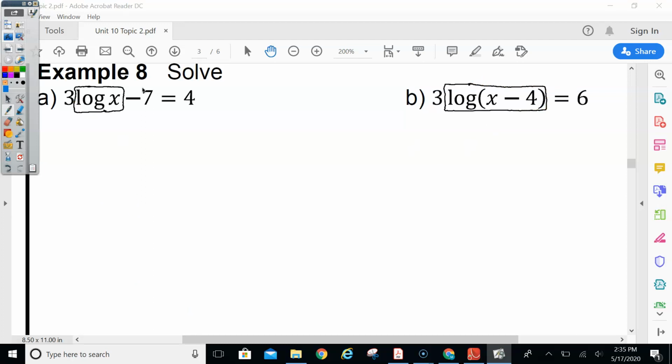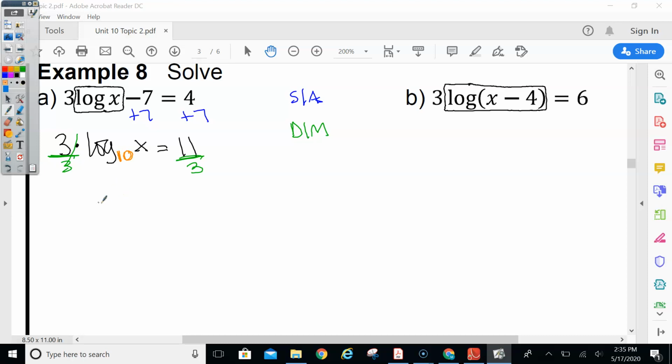Okay, so I have to subtract or add first. So I'm going to add the 7 because it's outside the parentheses. And again, I'm going to separate these 3 times log. If there's no base, you have to remember that the base is 10. So always write the base there if it's not there. And then here, 7 plus 4 is 11. Okay, but it's still not isolated because we still got to get rid of that 3 in front. So we're going to divide or multiply by the 3. So divide both sides by 3.